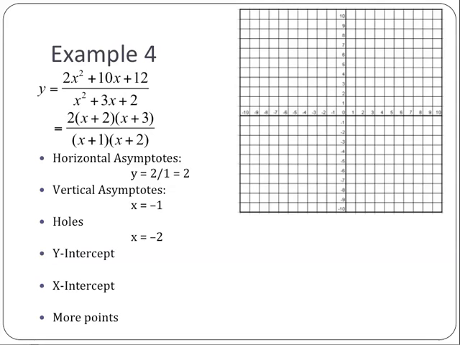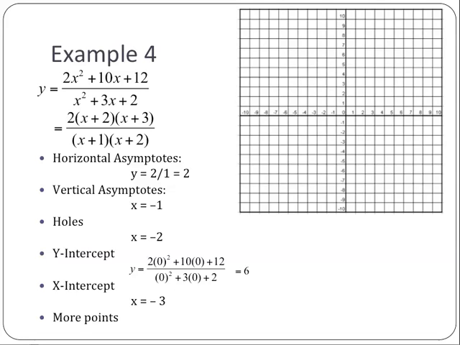The y-intercept: we set x equal to 0. So plug 0 in, and we have 12 over 2, which is equal to 6. And then x-intercepts are anything that make just the numerator equal to 0. So in this case, x is equal to -3. Remember that at -2 we have a hole, so there is no x-intercept at -2.